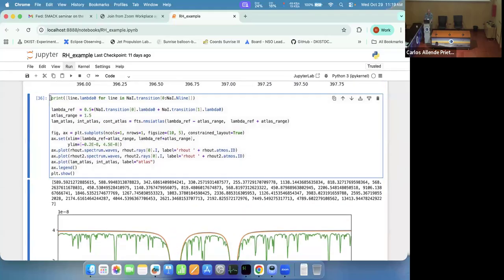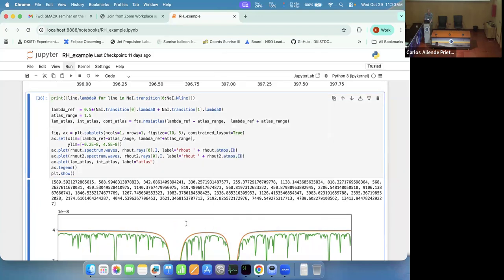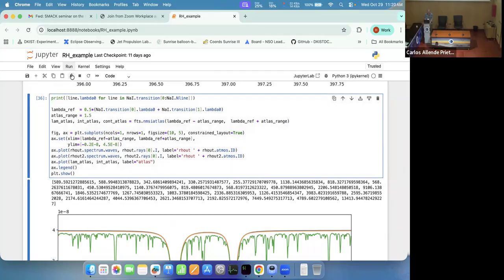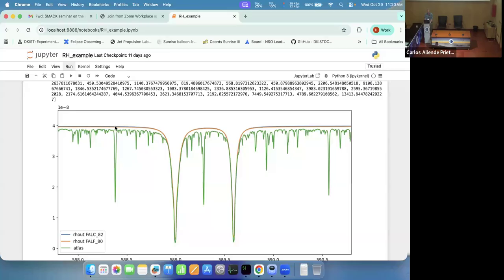And we can do the same for the sodium lines. I'm printing the wavelengths for all the sodium lines. Then I choose the first two and take the average of the central wavelength of the two sodium D lines to make that the central point of my plot. And then this is the comparison between the atlas and the sodium D lines. It's hard to see, but in the core of the sodium D line, the orange line is slightly higher, while the blue line is following the atlas almost perfectly.